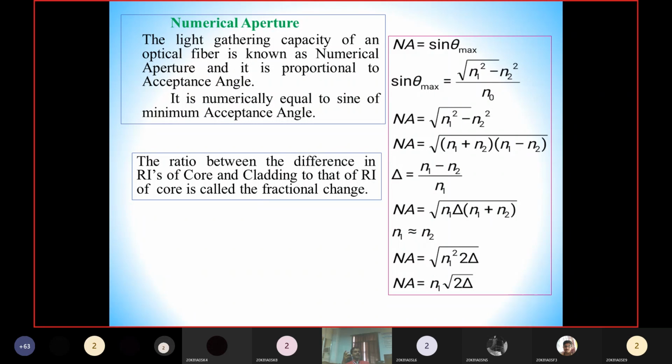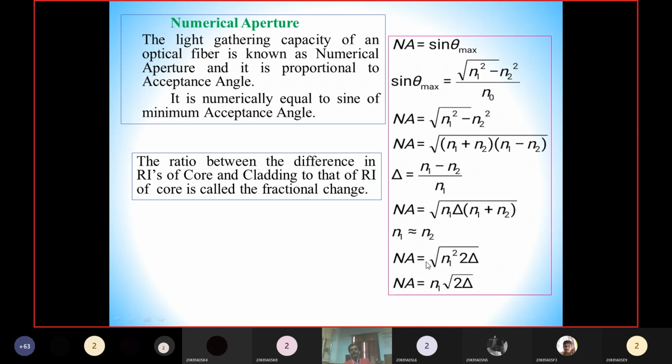The core and cladding are prepared with silica only, so their refractive index just varies. Suppose the refractive index of the core is 1.5, then the cladding refractive index will be 1.7, just 0.2 different. The difference between the refractive indices is just 0.2. That's why we are taking approximately equal here.